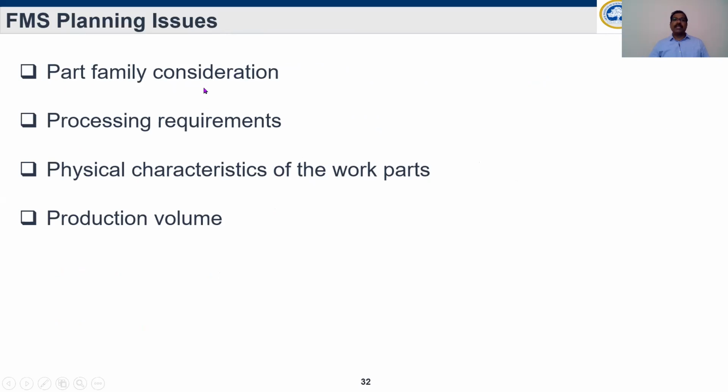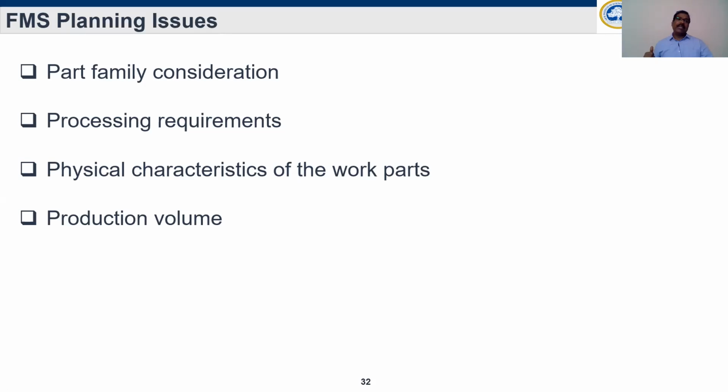Part family consideration: how many part families are we going to have, and inside a part family, how many part varieties and combinations are there. What are the processing requirements we need? That also we have to consider. Processing requirement means whether we need special machines, equipment, tooling, skilled operators, material storage and retrieval, sequencing, scheduling, routing, everything we have to consider as processing requirements.